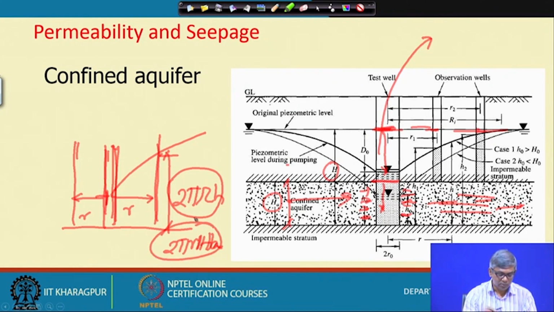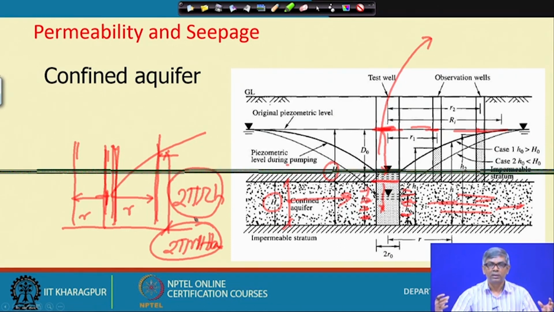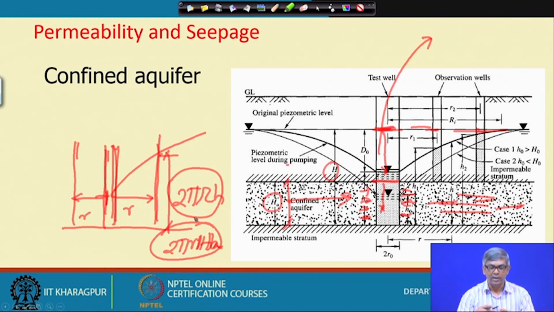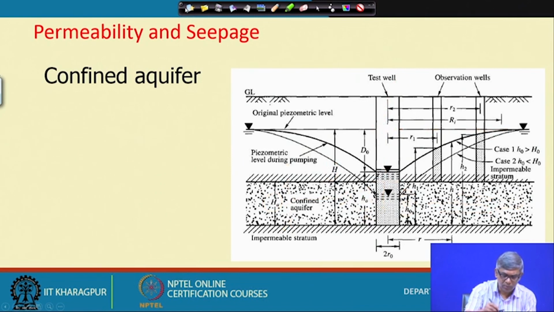We will show that in the next slide. When we consider the area through which water is entering the well, that was 2 pi r into h, where h was variable. Now we are also considering an imaginary well at a distance r from the pump well, and in that well the area through which water is entering is 2 pi r into h a, which is constant. That is the only difference, and we will show that in the next slide.